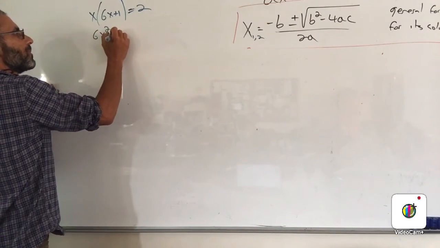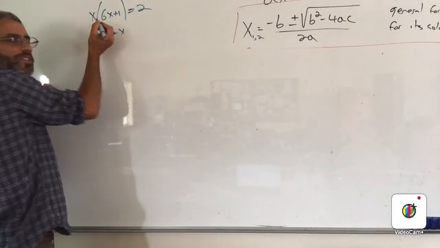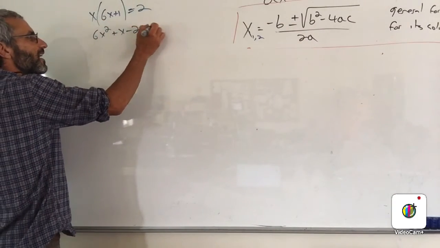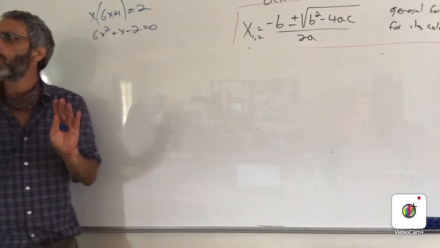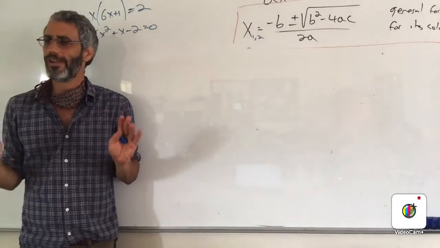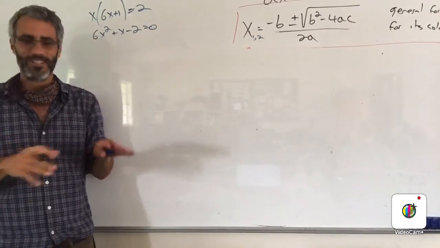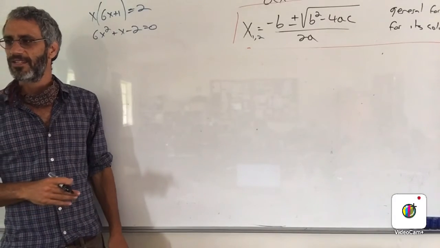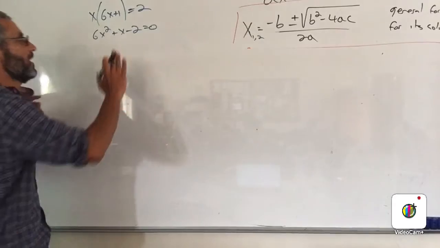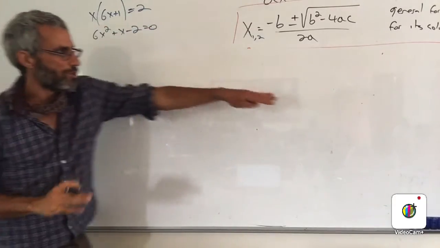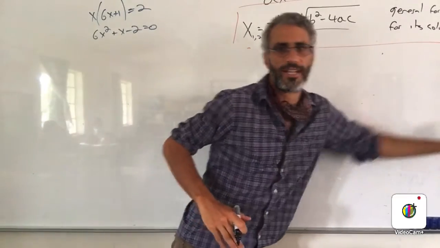6x squared plus x. Let's put 2 already into this side, minus 2 equals 0, and then I carry on with a formula, or I actually want you to use the formula. I know it, it's just that this lesson is about practicing it. But I'm not going to do that. So that's that. I've given you 2 questions like that for the homework.